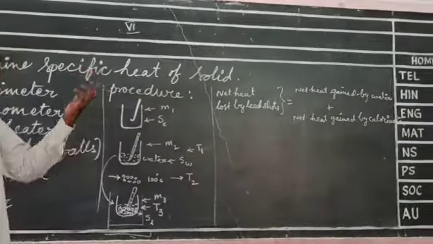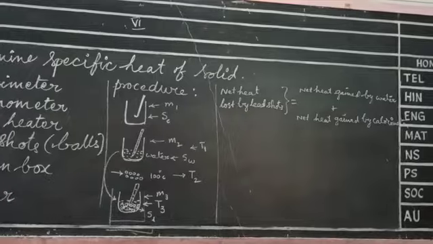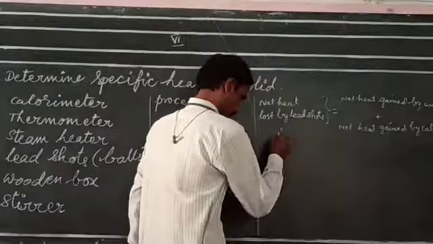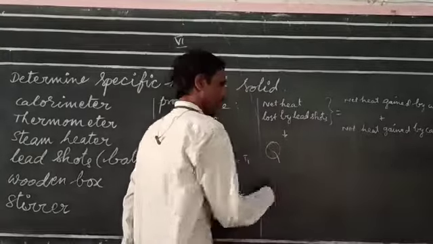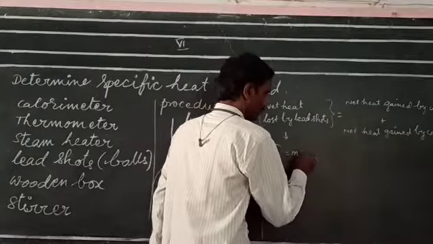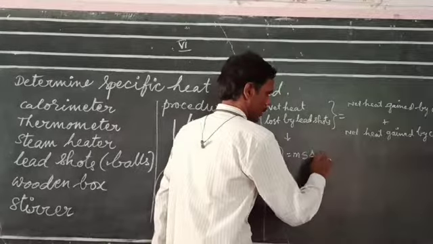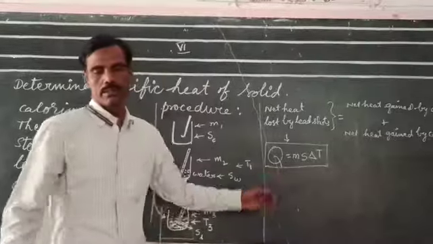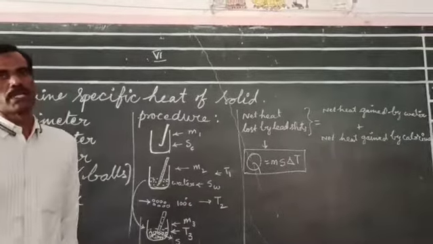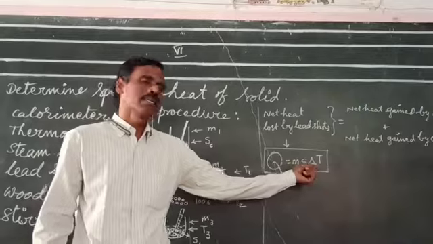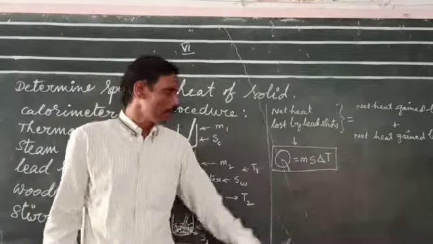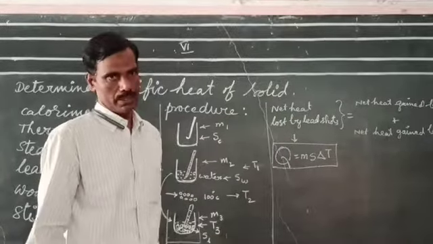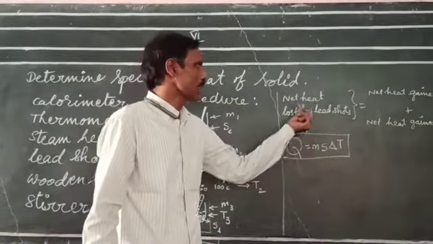Now, to get the net heat lost by lead shots, what is the formula to get the net heat loss or gain? Here, we will use one formula, that is Q = msΔT, where m is the mass, s is the specific heat and ΔT is the change in temperature. By using this formula, net heat lost by lead shots is equal to, first, what is the mass of lead shots?